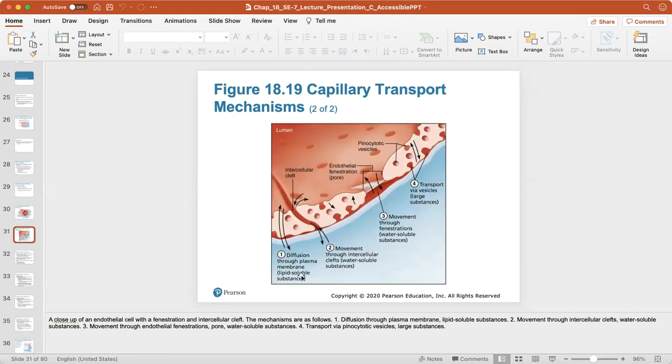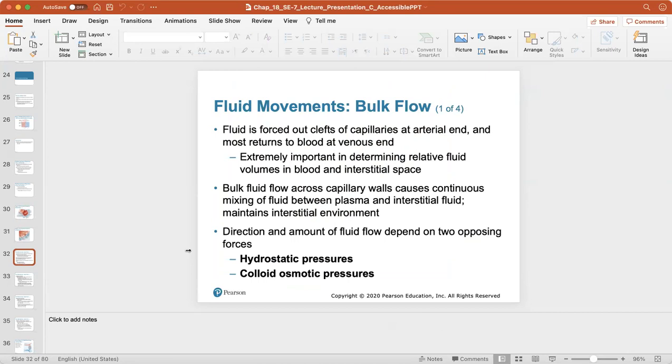Here's another look at different types of movement: diffusion directly through the plasma membrane, movement through clefts, which are spaces, movement through fenestrations, which are holes, and via transport vesicles. Fluid is always forced out of clefts of capillaries at the arterial end, and most returns to the blood at the venous end.